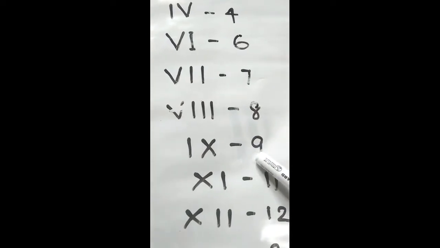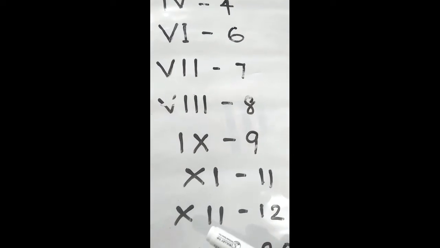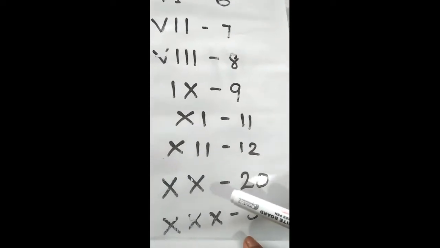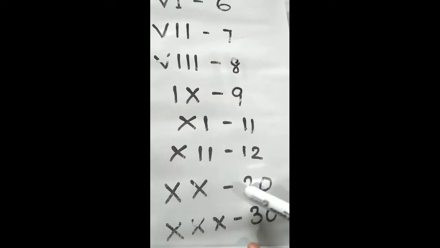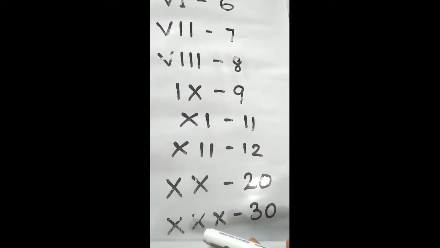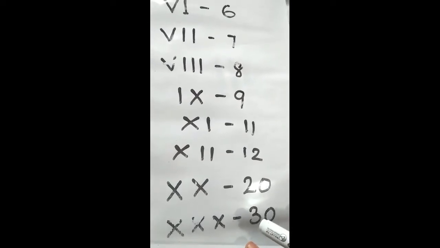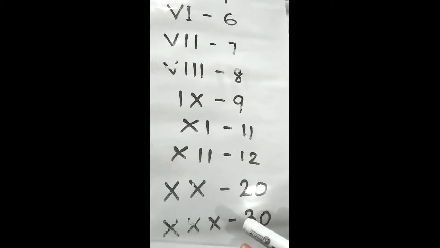Then again 9, how will you write? 10 minus 1. That means 9. Here 10 plus 1, 11. Then again 12 we can write: 10 plus 1 plus 1, 12. Then how will you write 20? 10, 2 times. 10 plus 10, 20. 30, 10 plus 10 plus 10, 30. So these are the rules we are using to write Roman numerals.